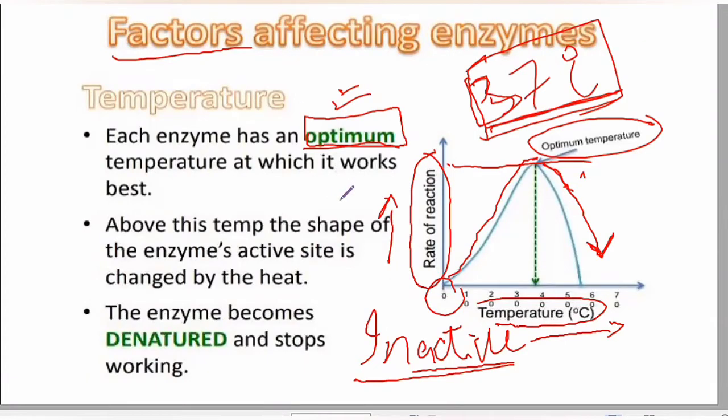The same happens with the enzymes, because enzymes are also protein in nature. So when the temperature increases beyond optimum temperature, what happens? Its three-dimensional globular structure, or its shape, is permanently changed, into which the substrate can no longer fit. Its active site is also lost, and the substrate can no longer fit, so the reaction cannot occur and products cannot be formed.